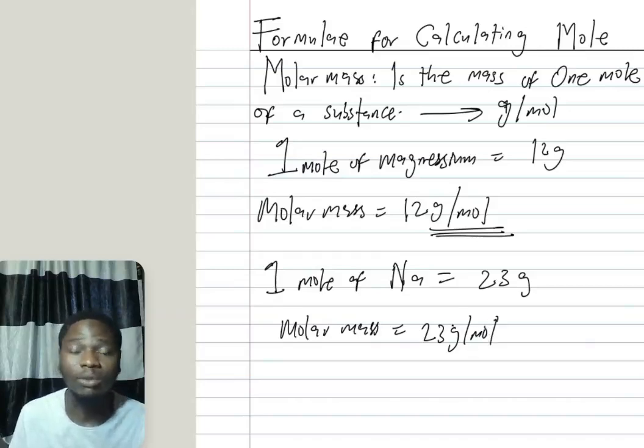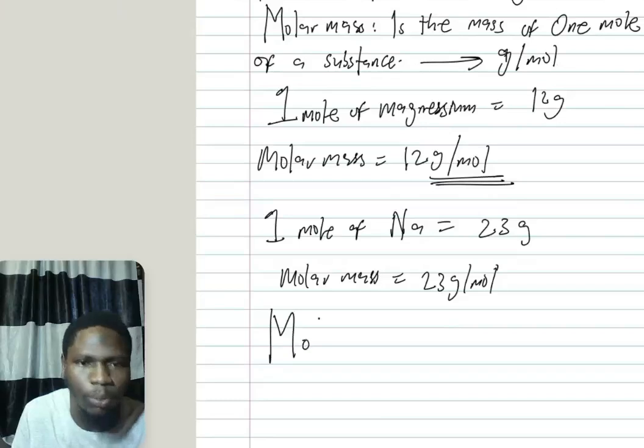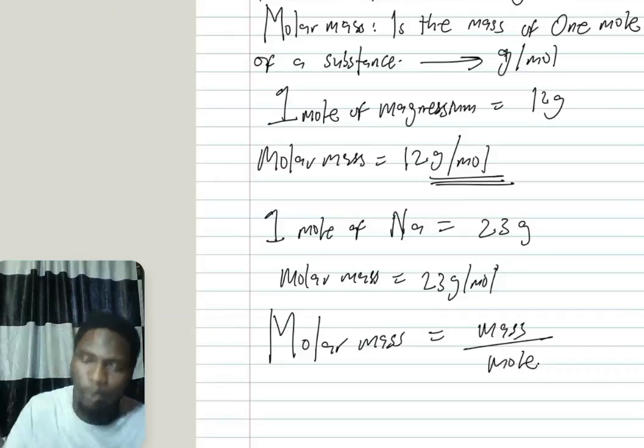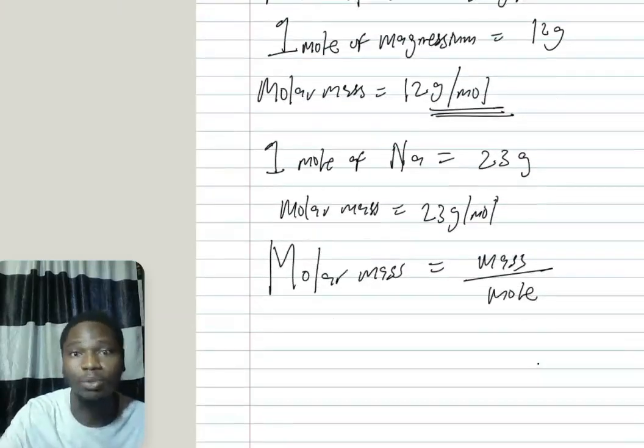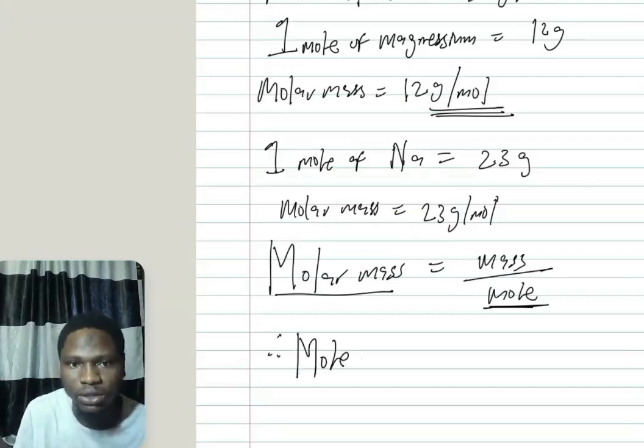So that's the concept of molar mass. In layman language, we can say molar mass is equal to what? Mass per mole. That's what we have been saying, right? Molar mass is equal to mass per mole. Therefore, if I cross multiply and swap their positions, it means that mole is equal to mass over molar mass.